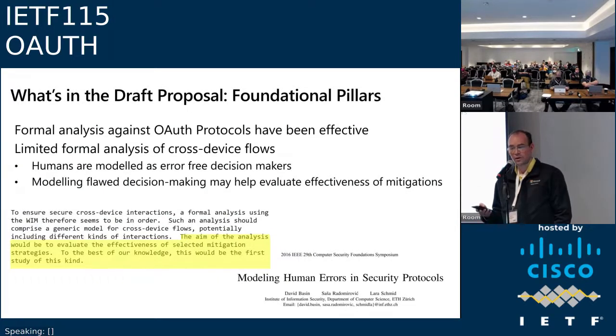Then I think also just a nod to the foundational pillars. There's been some work around how to model poor user decision-making in security protocols, but it hasn't really been applied in this space. And I think that's a challenge that we all want to put out there: how can we have more robust formal analysis to know if the mitigations we're deploying are actually going to make a difference?